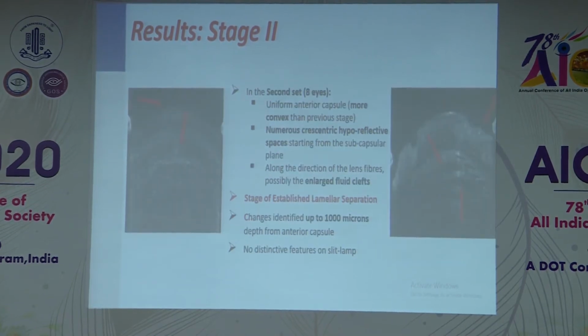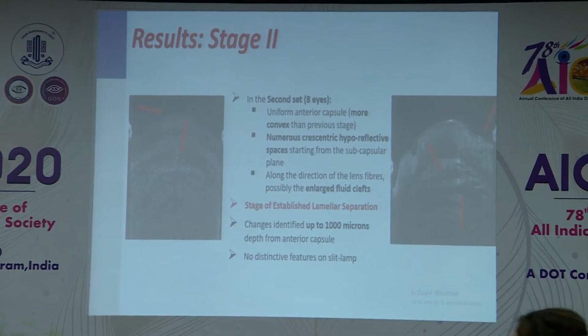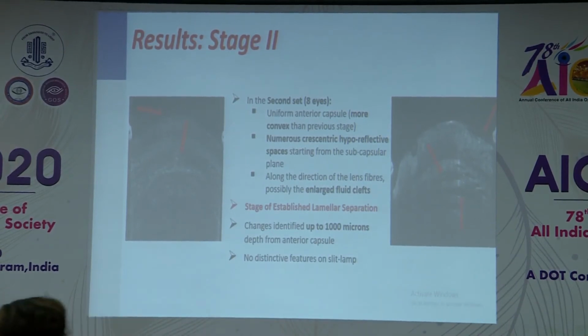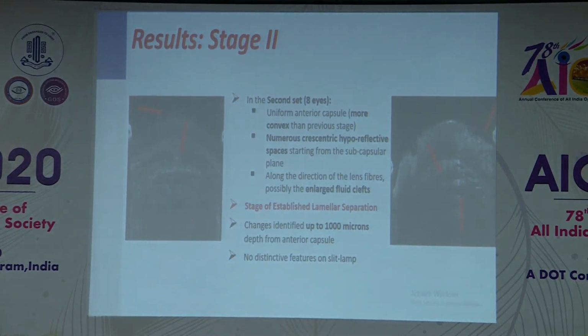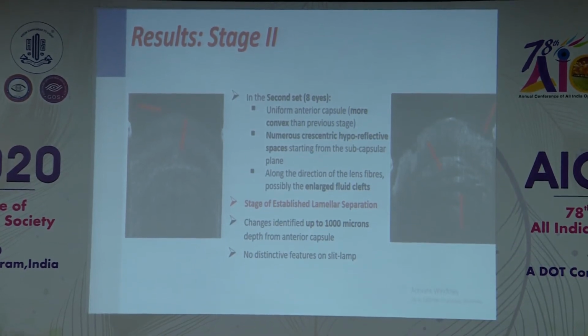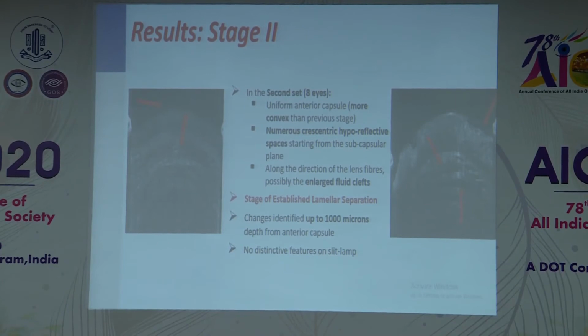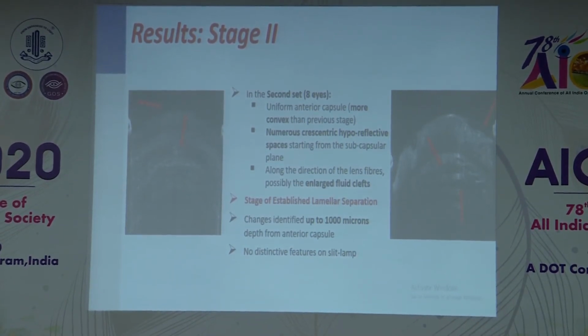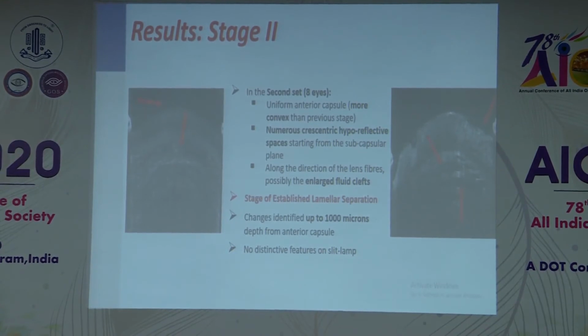Similarly, as you move on to the next stage, the hyporeflective cavities are becoming larger in size. There is a widening of the hypoechoic spaces, and a much increased amount of collection of liquefied matter within the lens. These are stage 2, and we term these as established stage of early lamellar separation. This we can observe up to 1000 micron from the anterior capsule. Again, you can see the anterior capsule has become a little bit more convex, but there is a lesser collection of liquefied material. So obviously these are not going to have Argentinian flag sign.